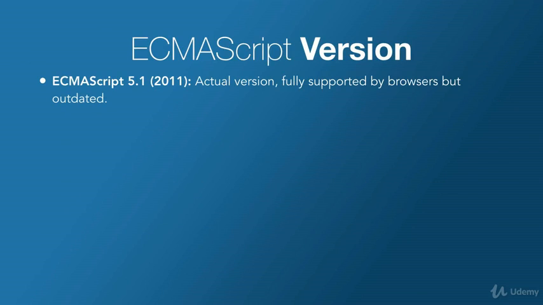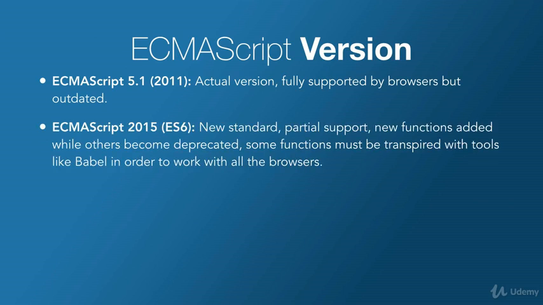So let's continue. Let's see, for example, the ECMAScript versions. In 2011, ECMAScript 5.1 was released. This is the actual version. It's fully supported by the browsers, but it's a little outdated. Then we have ECMAScript 2015, which is also referred to as ECMAScript 6 or ES6. This is the newest standard, with partial support by the browsers. New functions were added, while others became deprecated. Some functions must be transpiled with tools like Babel in order to work with all the browsers. So this is going to be like compiling to an older version of JavaScript.